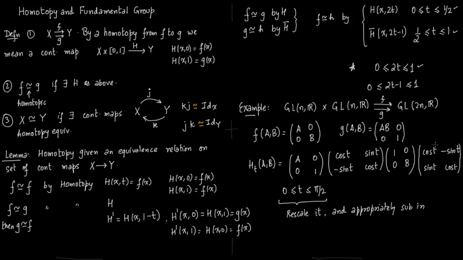Now the topology on the matrices is just induced topology from R to the m by n. So you can just identify a general linear n by n matrix with R to the n squared. So nothing much here.